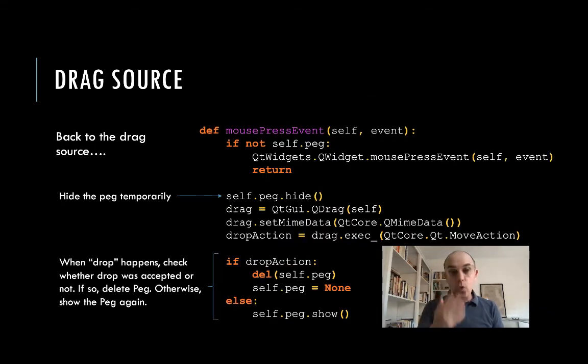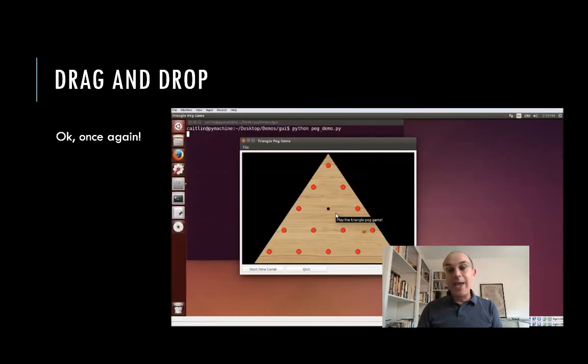So the drag source basically allows us to see the drag source, gives some control over the source itself, and the ability to hide one of the objects in order for us to be able to overcome it. And so when the drop happens, it basically checks whether the drop was accepted or not. If it is, the source is deleted, otherwise it will show again.